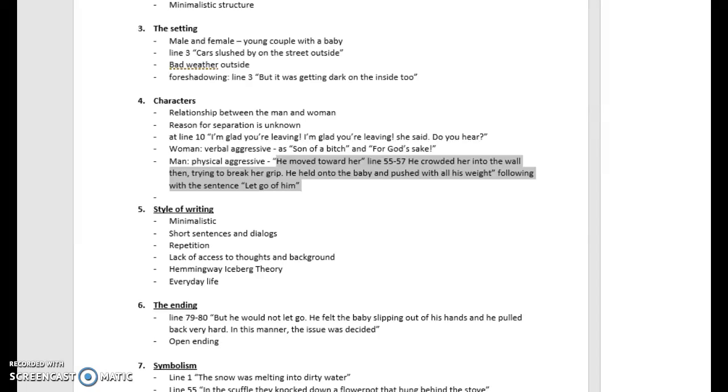But it also indicates that he really loves the baby and he is afraid that he will never see the baby if the woman gets the baby. And it's also some sort of revenge.